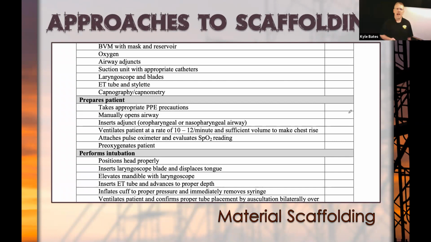Then there's material scaffolding. This is really when we start to utilize written prompts or cues such as skill sheets to perform a task or strategy. It allows them to see what's going on. It allows them to see the big picture and each individual step. And again, it's chunked. Here, this is just airway management. Do they prepare the patient? They have to be able to go through PPE, manually open the airway, adjuncts, ventilate the patient, touches pulse ox, pre-oxygenate the patient. Are they able to do this?